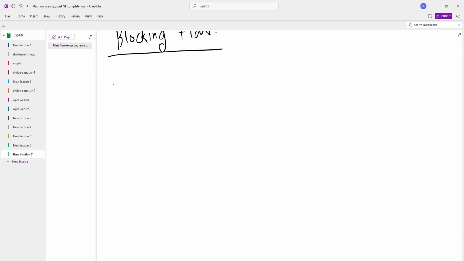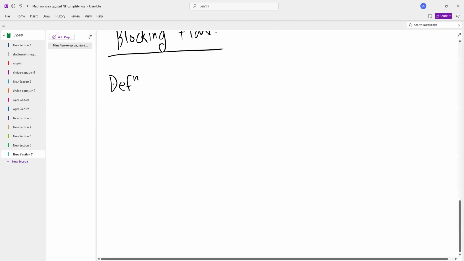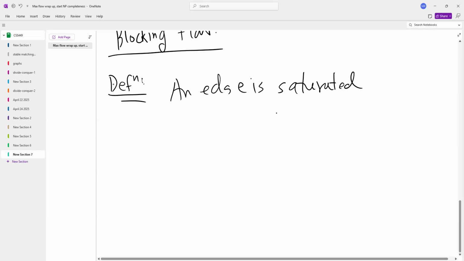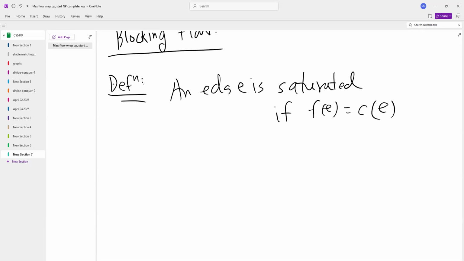Okay. One definition that we're going to need is you say that an edge is saturated when it has no more capacity left. Exactly. So that means the flow on E is exactly equal to the capacity of E. It's just a simple definition, but it's useful to know. And now, what is a blocking flow?